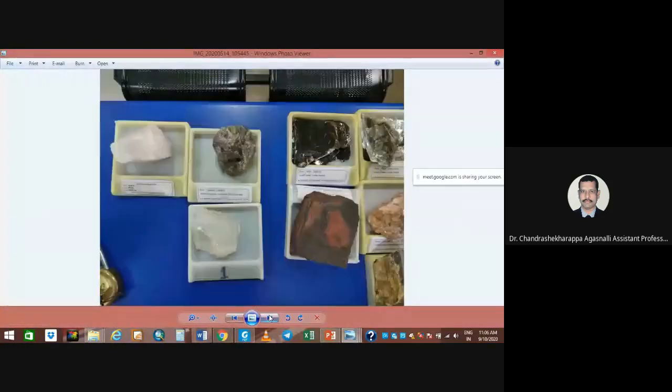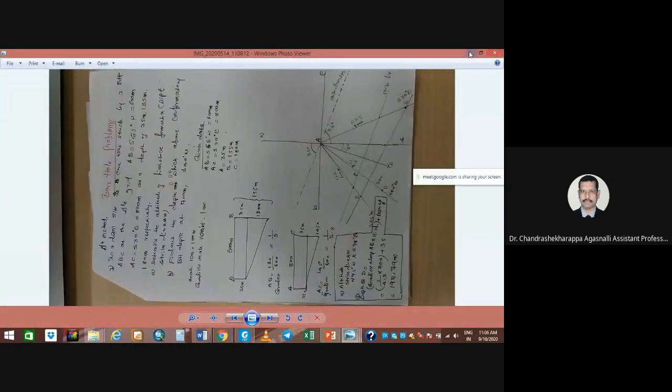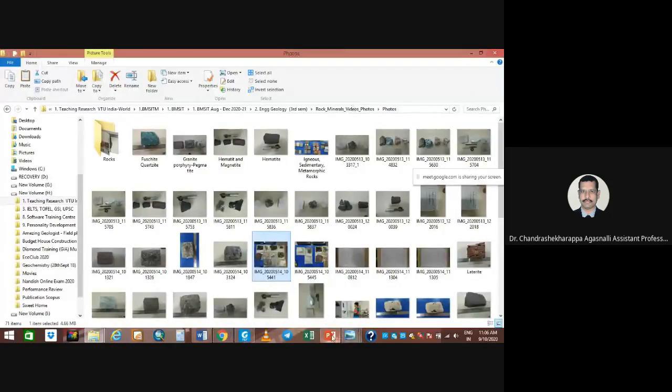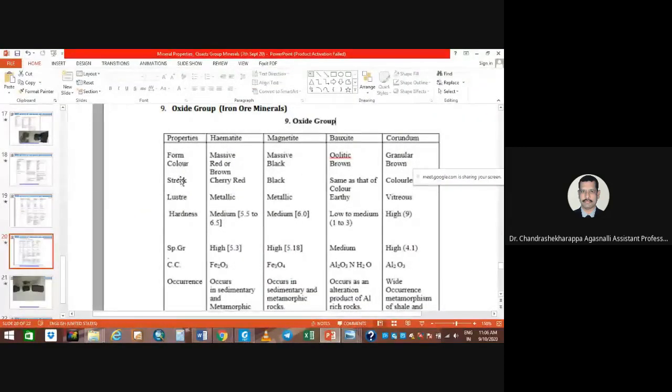No, we don't have the streak plate here. Okay, so this is when you rub with the streak plate, and it releases the color from the mineral, called cherry red color with the hematite. And when you rub with the streak plate, the magnetite mineral releases the black color. That is a major difference between magnetite and hematite, and also the chemical composition. And the rest of the properties are similar.